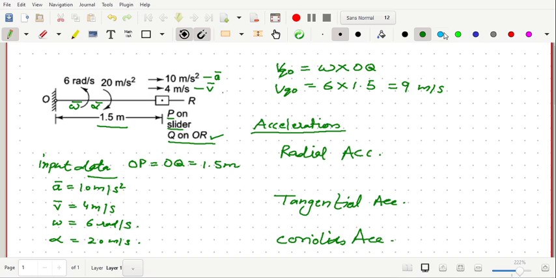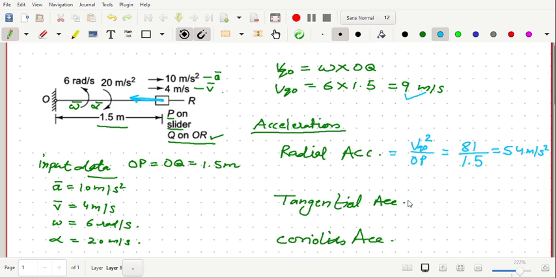So radial acceleration of this point P should be toward the fixed point which is O. So it is given to us as velocity of P with respect to O, or we can write it as Q with respect to O, square divided by OP. So this is given to us as 9, so it will be 81 divided by 1.5. Okay, so this will represent the radial acceleration of point P with respect to the fixed point O. So it is given to us as 81 divided by 1.5, which will come out to be 54 meter per second square.